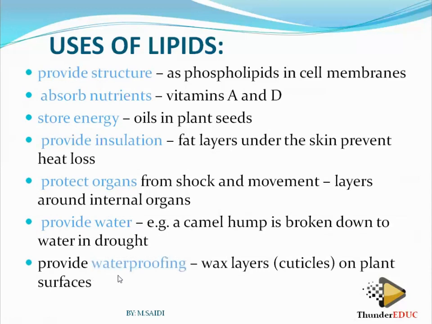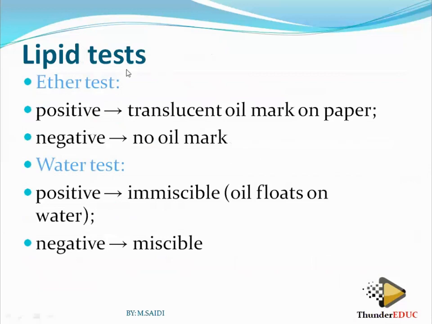Then lastly, but on the list, they provide waterproofing. Yes, if you have enough fats, then waterproofing will be very easy to happen. For example, waterproofing wax layers, that is the cuticle on plants. When water falls on the plant or the leaf, it falls off in most cases because of the cuticle, which is wax. Then how do you test for lipids?